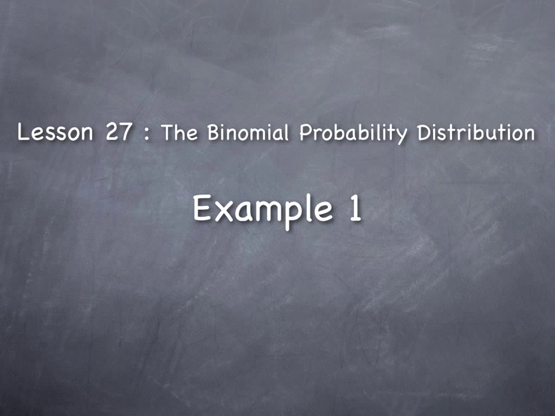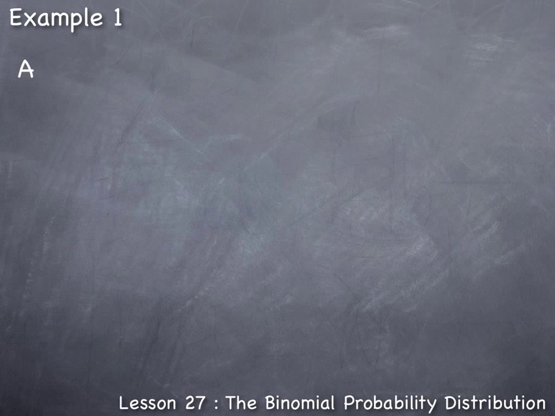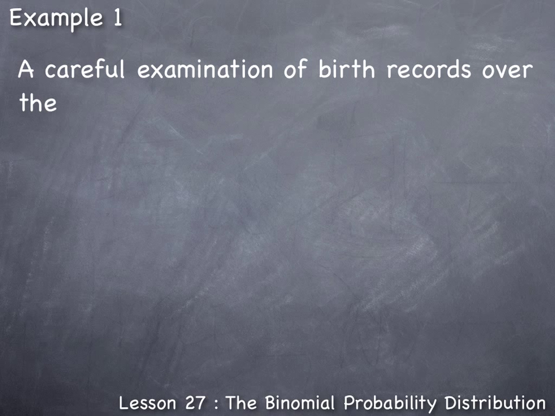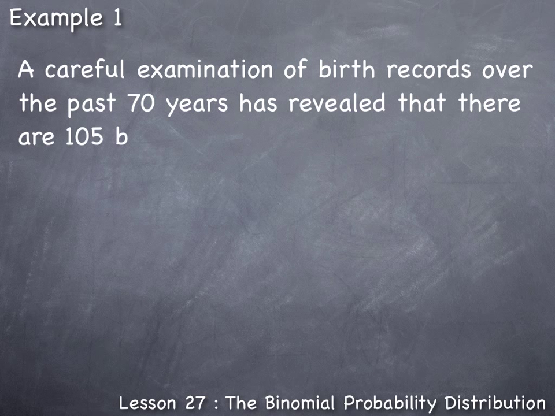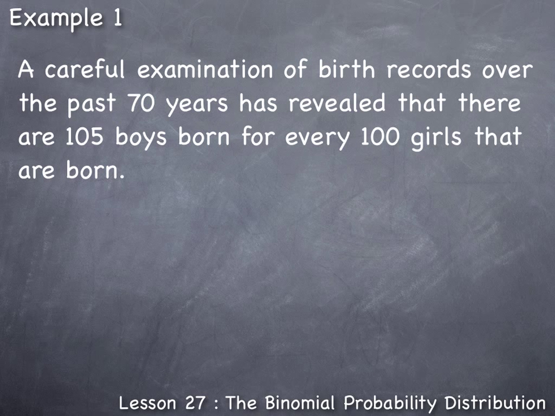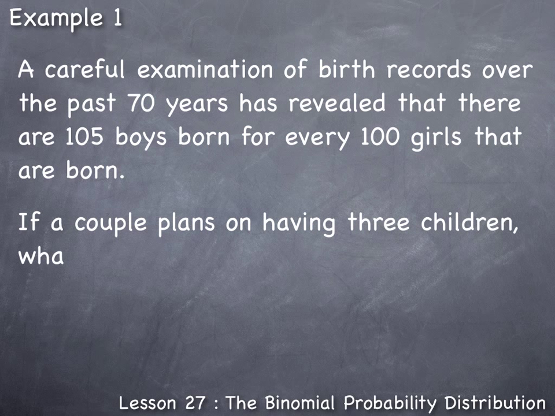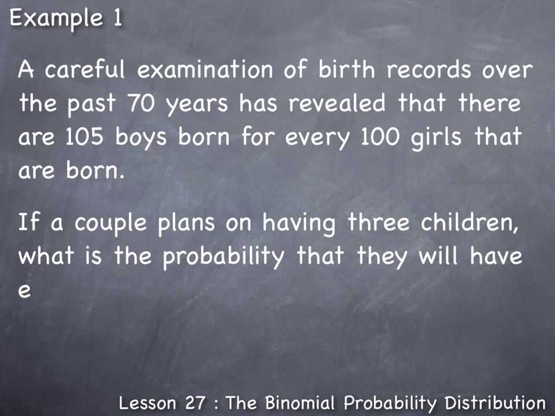Lesson 27, the binomial probability distribution. Example 1. A careful examination of birth records over the past 70 years has revealed that there are 105 boys born for every 100 girls that are born. If a couple plans on having 3 children, what is the probability that they will have exactly 2 boys?